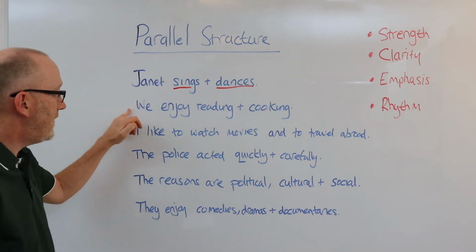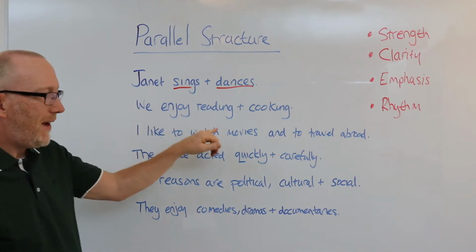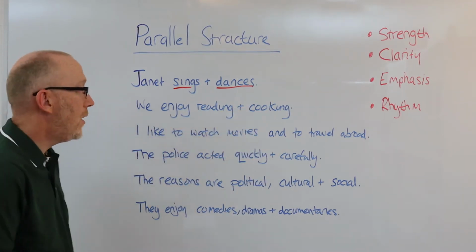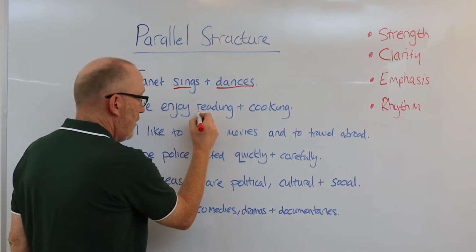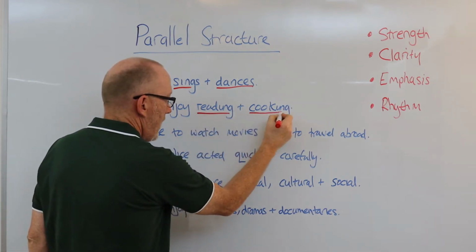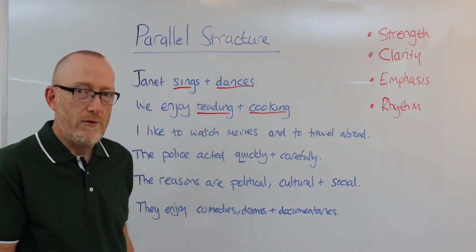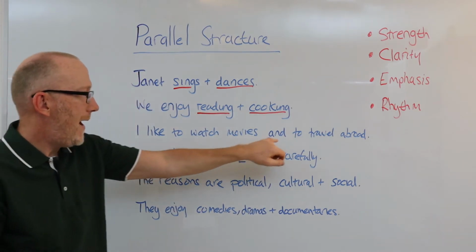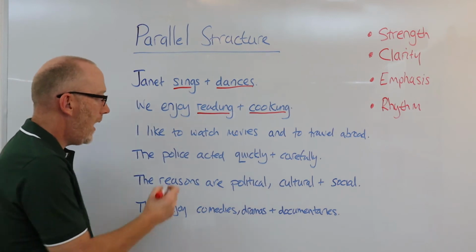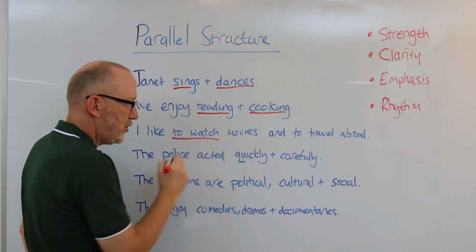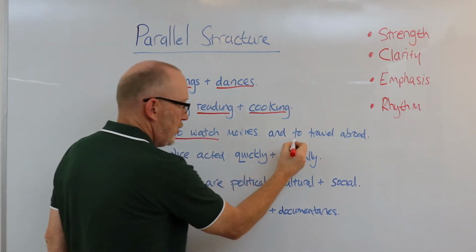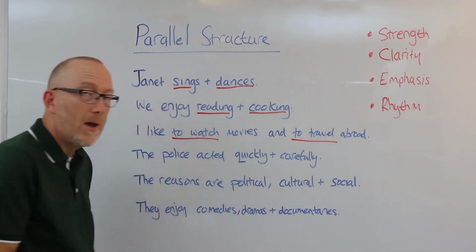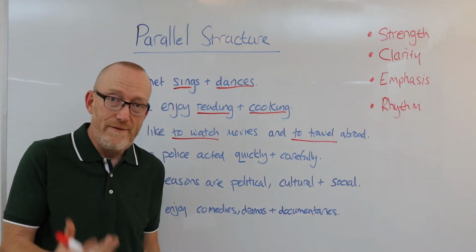Let's take a look at our second sentence. We enjoy reading and cooking. Here we have two more verbs that are both in their ing, gerund form. I like to watch movies and to travel abroad. Here our verbs are infinitives.